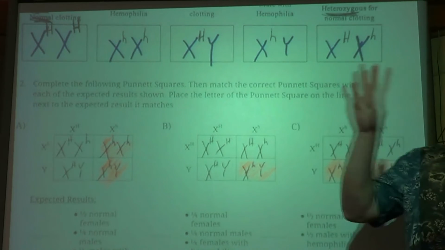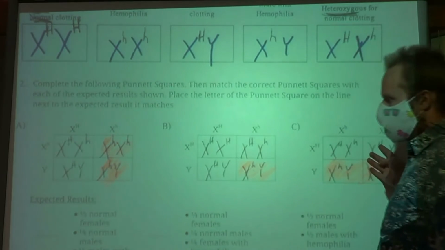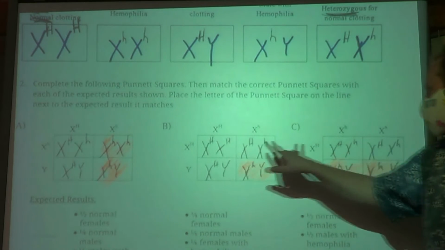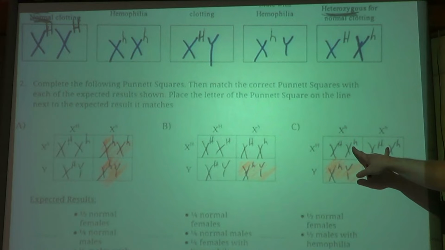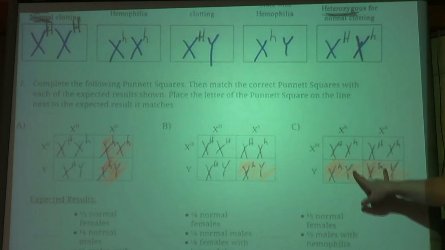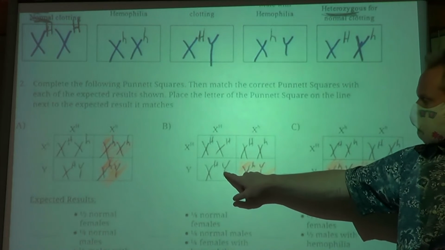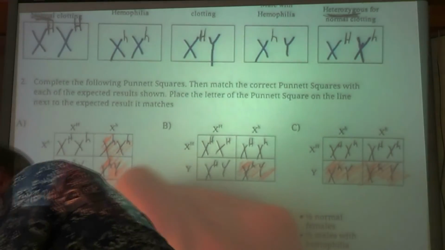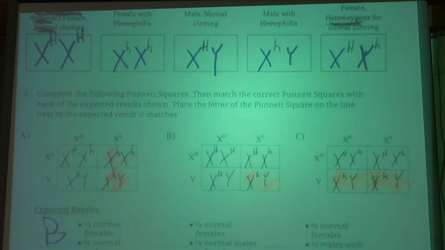This is looking at, of all the four boxes, which Punnett square would have one half of the boxes being a normal female, one quarter being a normal male, and one quarter being males with hemophilia. A, B, or C? Which one has half of the boxes being normal females? Well, that's B or C, right? Two normal females. Then which one has one fourth of the boxes being a normal male? Nope, this is two normal males, or two hemophiliac males. Oh, here's a normal male, one out of four, and then one out of four with hemophilia. So this is letter B, right? Do the last two, quick.